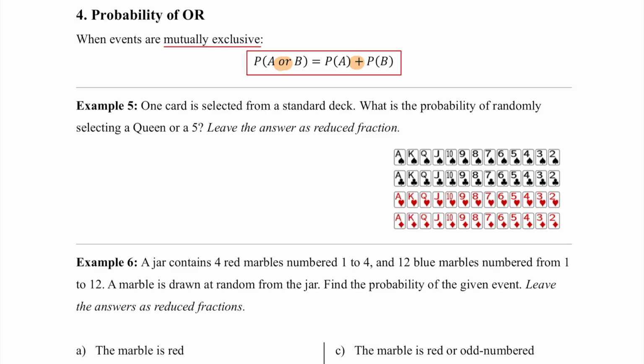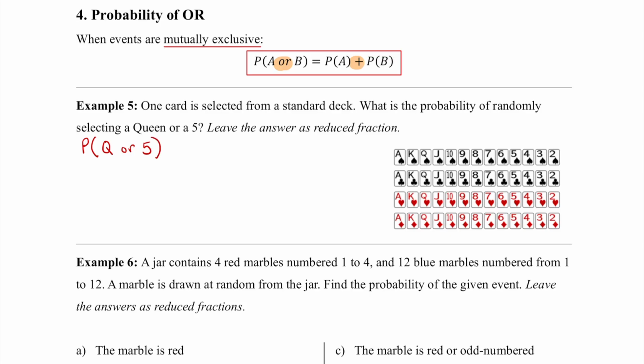Now, let's apply that idea to an example. One card is selected from a deck of cards. What is the probability of randomly selecting a queen or a 5? So, I want to find the probability of a queen or a 5.